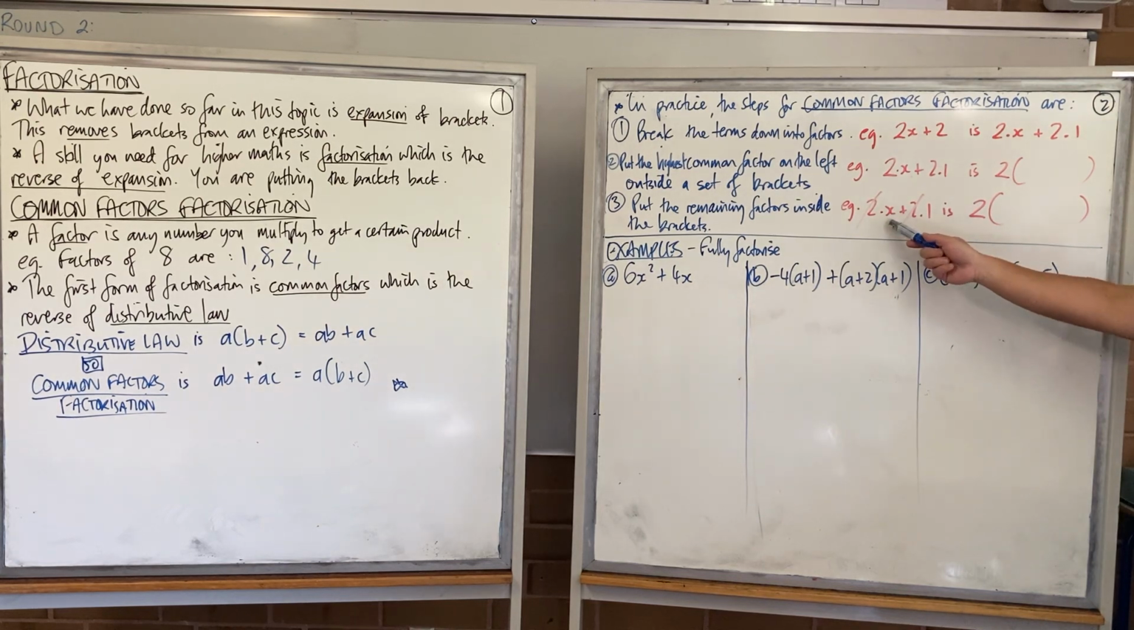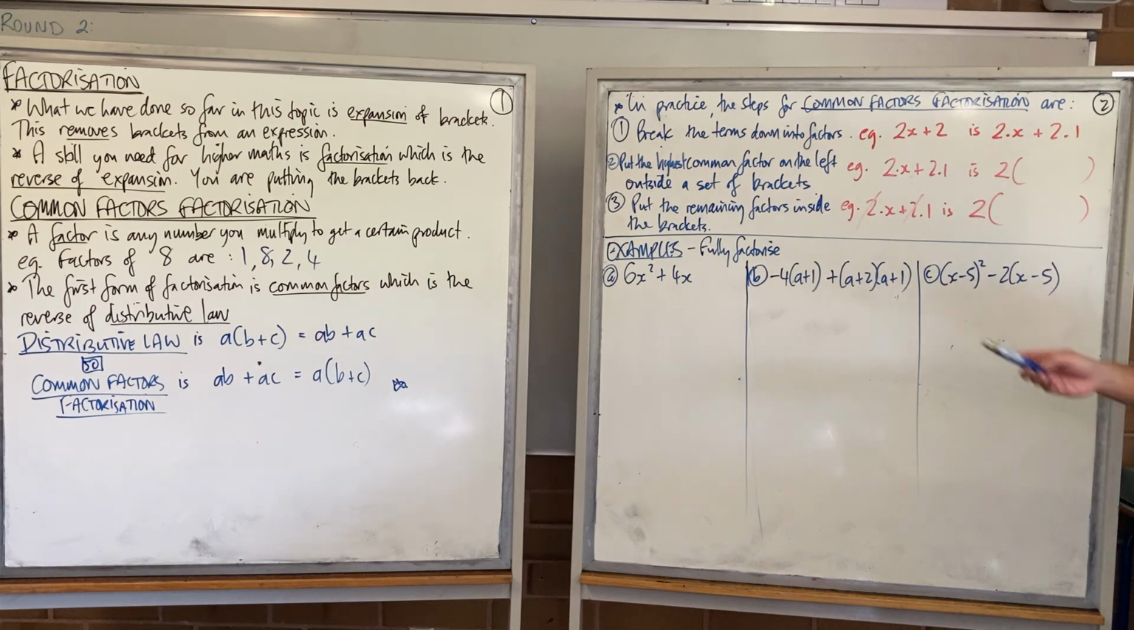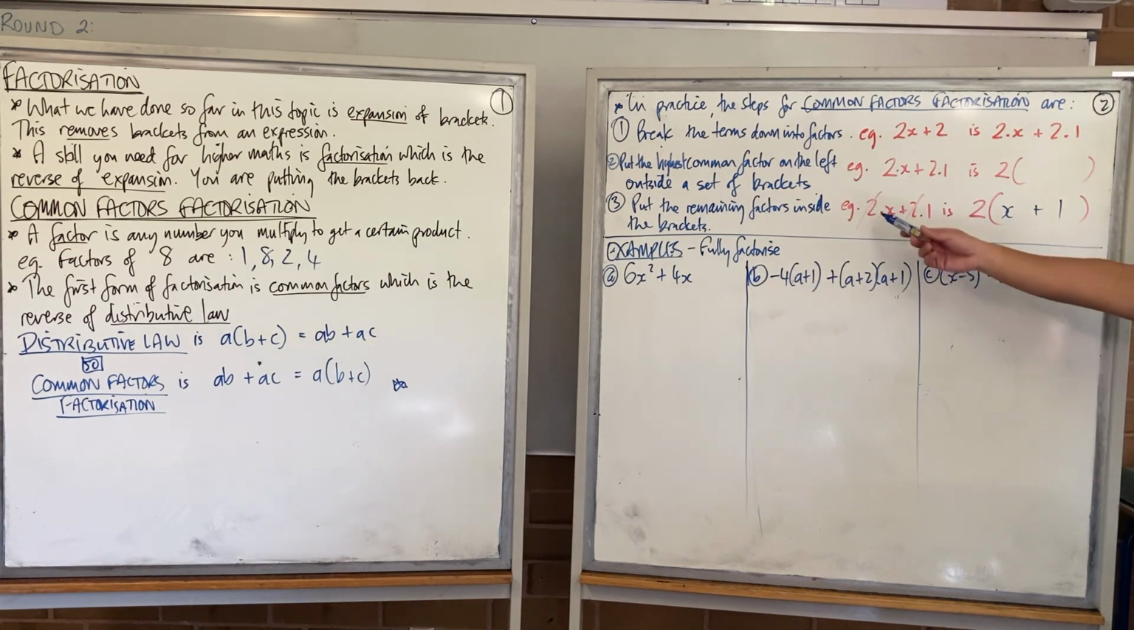What's left over in my expression? X plus. What's left over in that expression after I've crossed out? X plus 1. So the remaining factors go inside the brackets. X plus 1 there. Those are my suggested steps for it. Step 1, break it down into factors. Put the highest common factor on the left outside. Put anything left over inside the brackets. Okay? Let's do an example.